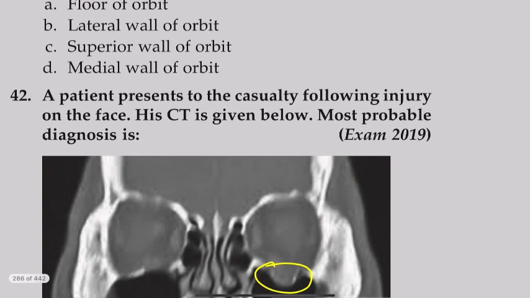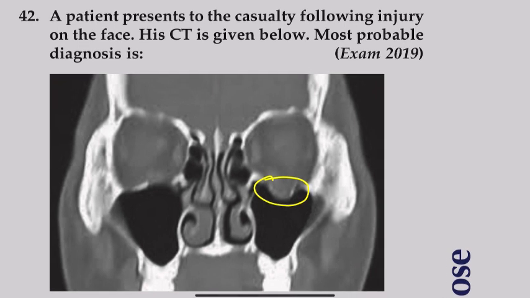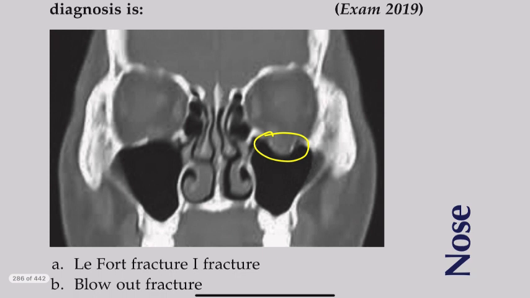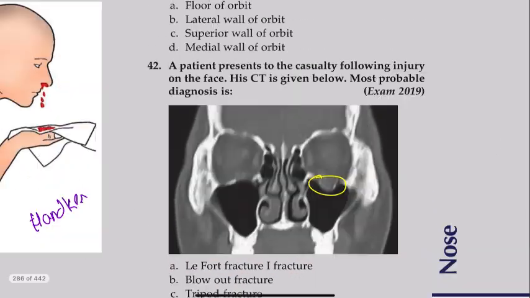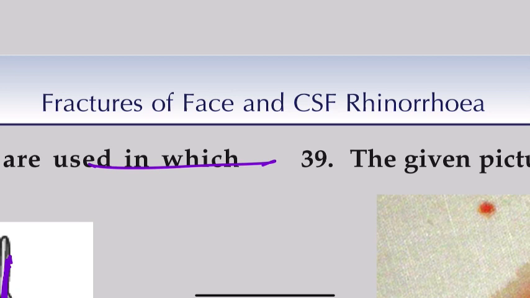The patient, a casualty following injury on the face, the CT is given below. The most probable diagnosis is right here. What we can see, what is this? This is the tear drop sign. What sign in CT? Now it is seen in blown-out fracture. So this was all about MCQs from fracture of face and CSF rhinorrhea.